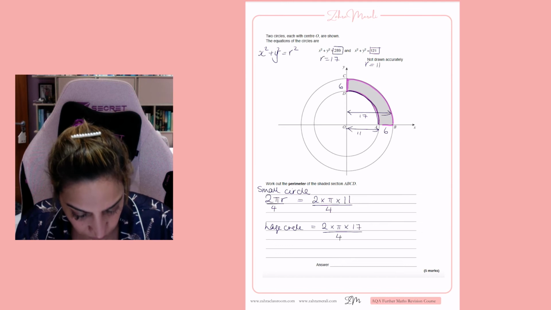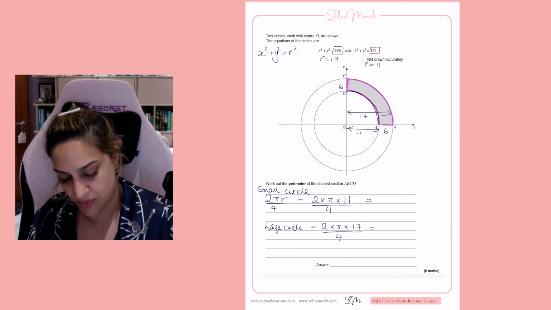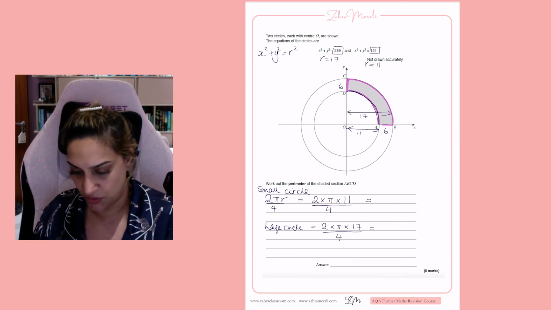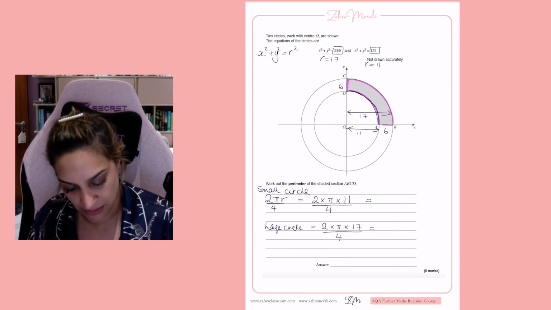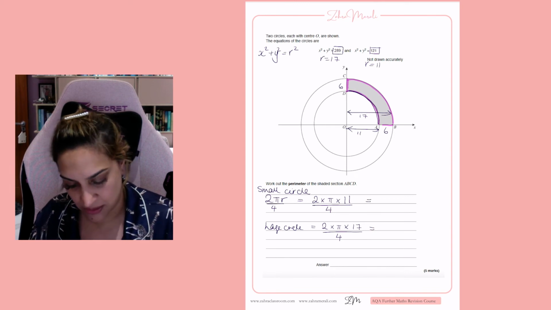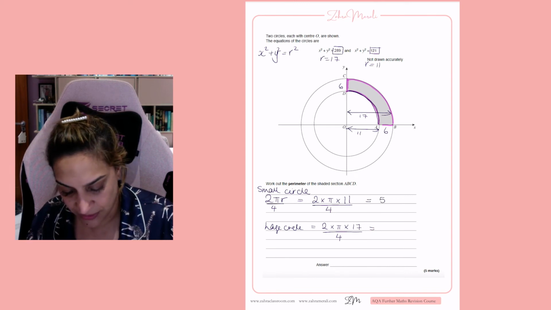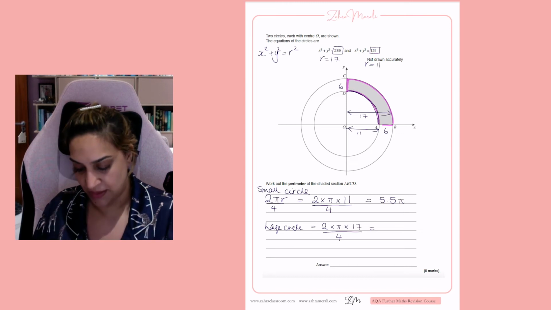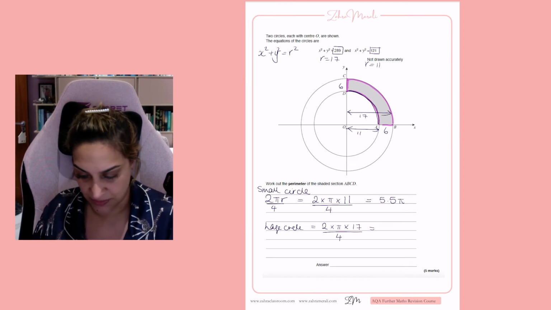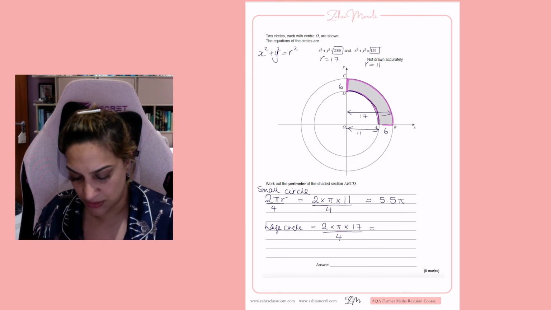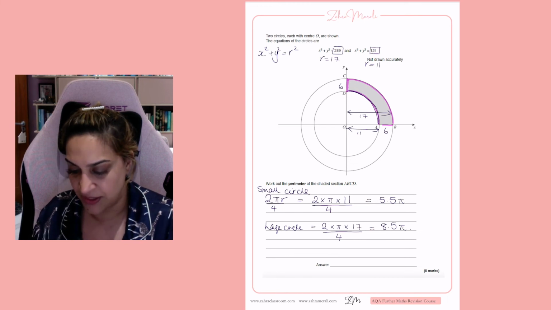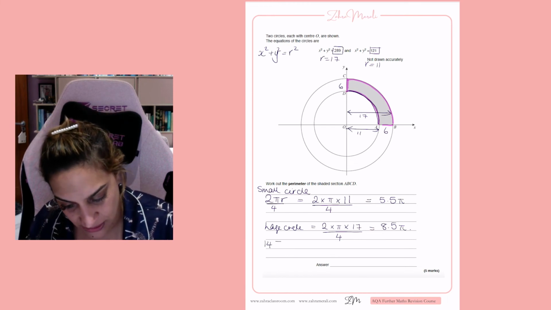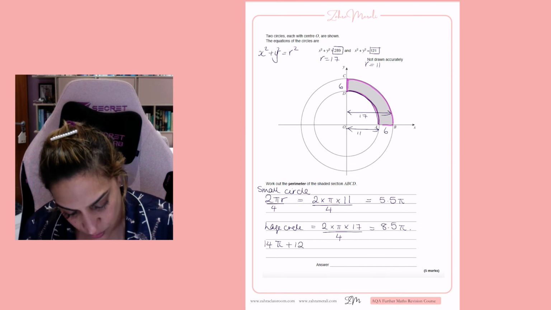divided by 4. So when I add those up, work them out, so I get 2 times 11 divided by 4, so we can leave it as 5.5 pi, then 2 times pi times 17. So 17 times 2 divided by 4 gives us 8.5 pi. So we're going to get 8.5 plus 5.5, so 14 pi plus 12.